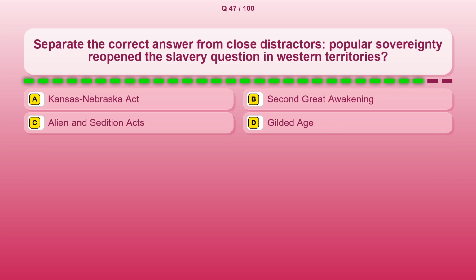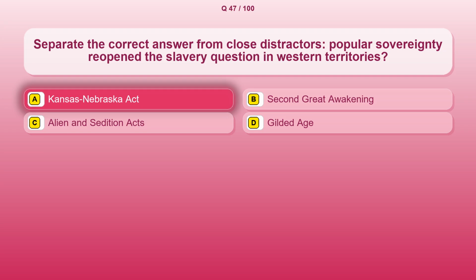Question 47. Separate the correct answer from close distractors. Popular sovereignty reopened the slavery question in Western territories. Option A, Kansas-Nebraska Act. Option B, Second Great Awakening. Option C, Alien and Sedition Acts. Option D, Gilded Age.